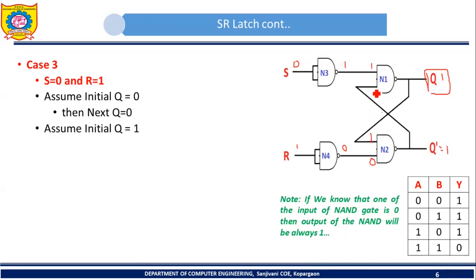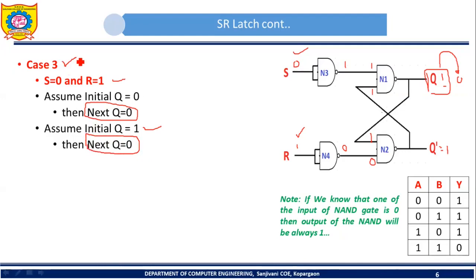Right? Now this 1 will become input to N1. Both inputs of N1 are 1 1. So what will be the output of N1? Yes, it will be 0. So see, we started with initial state 1. Okay, we applied what input? S equal to 0 and R equal to 1. So what is next state of Q? So next state of Q is 0. Okay, we started with initial Q 1, we applied this input, and then we are getting next Q as 0. So see, next Q which we are getting here. So here next Q is 0, here also next Q is 0.